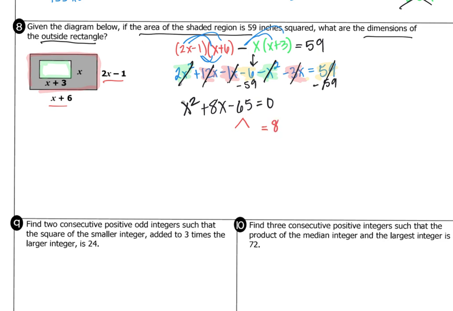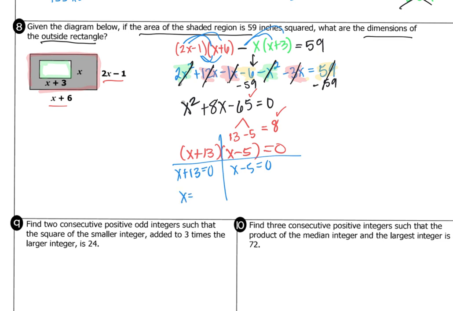Okay, that will be 13 and negative 5. They multiply to negative 65. 13 minus 5 is 8. So we write it as factors, x plus 13 times x minus 5, all equals 0. Then we t-bar. Each factor gets set equal to 0 and solved for x. So my two possible solutions for x are negative 13 and positive 5.